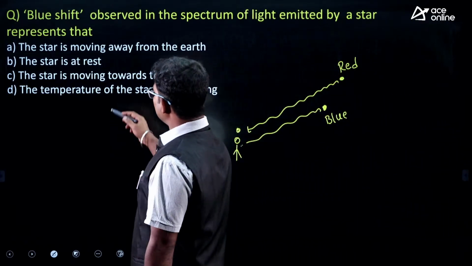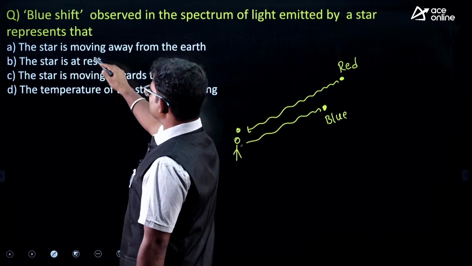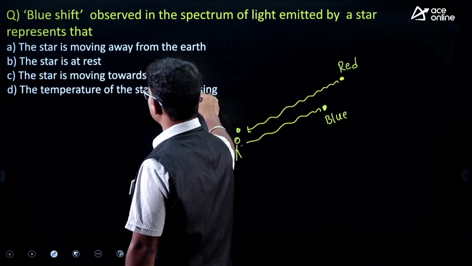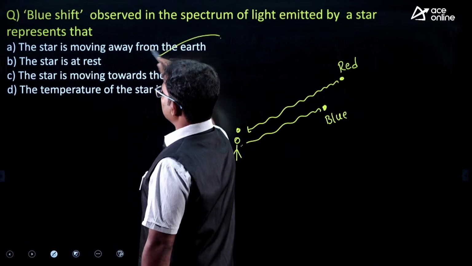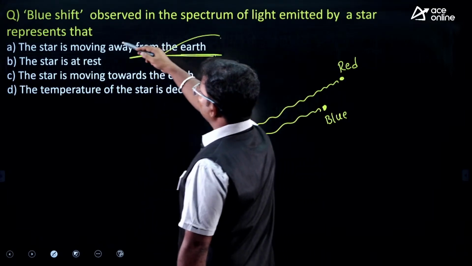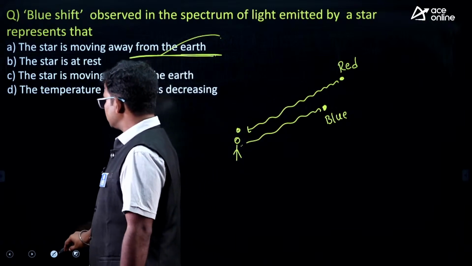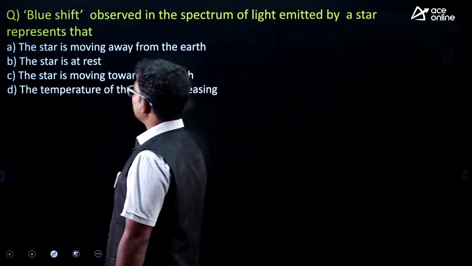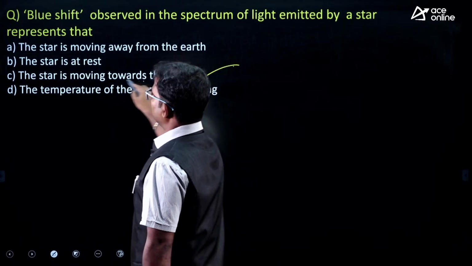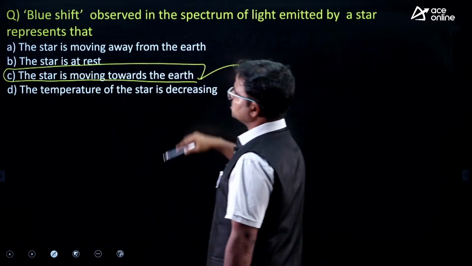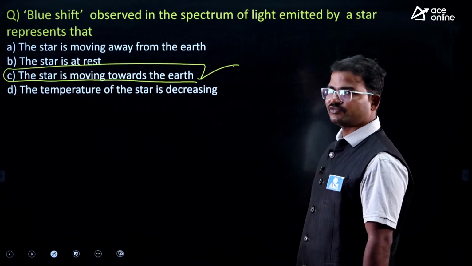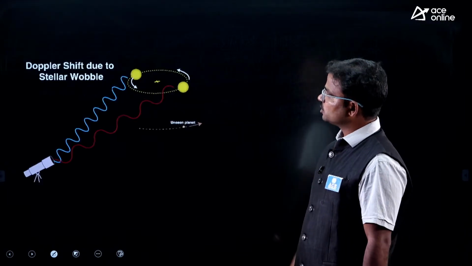So here the options are: the star is moving towards the earth, the star is moving away from the earth, the star is at rest, or the temperature of the star is decreasing. They mentioned blue shift, which means the star is moving towards the earth. So option C is the right answer. Suppose if they mention red shift, then we can conclude the star is moving away from the earth.